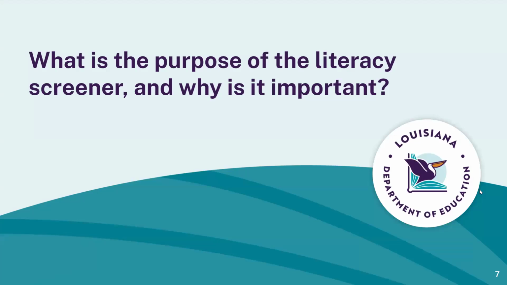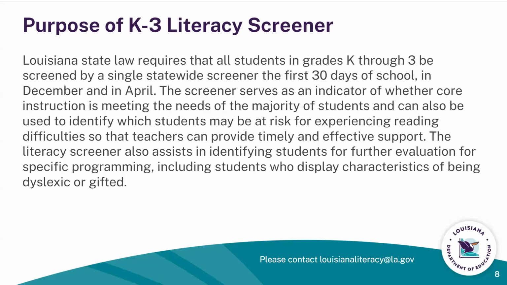What is the purpose of the literacy screener, and why is it important? Teachers should know that Louisiana state law requires that all students in grades K through 3 be screened by a single statewide screener within the first 30 days of school, in December, and in April. The screener serves as an indicator of whether core instruction is meeting the needs of the majority of students and can also be used to identify which students may be at risk for experiencing reading difficulties so that teachers can provide timely and effective support.